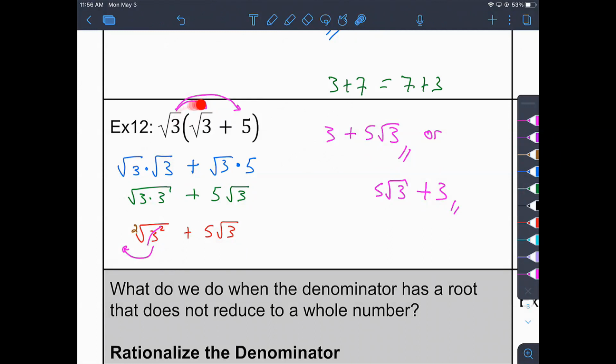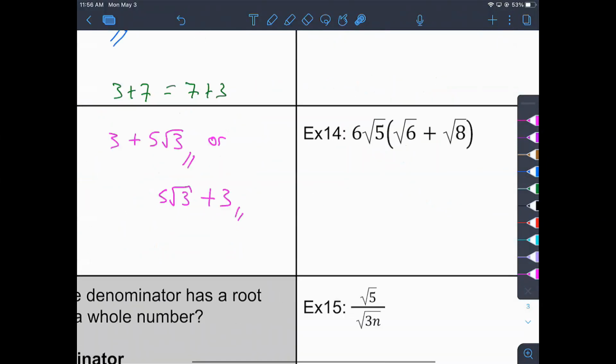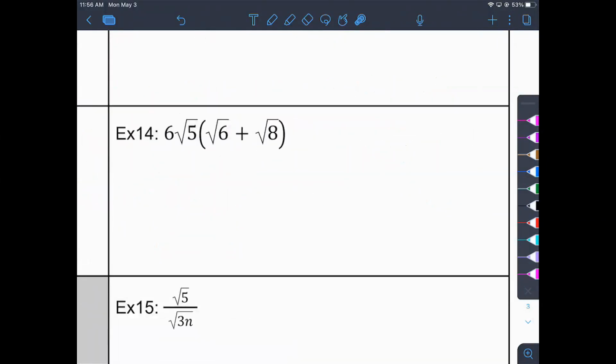So in the end, just distribute. Let's try it again. This time we have an additional number, and then it's going to distribute. But that additional number, that whole number on the outside, will still follow through. It's still part of the whole thing that's multiplying. So when we distribute, we'll start here. It'll be 6 root 5 times root 6, and we'll write that 6 root 5 times root 6. Everything is multiplied together, even the 6 times the root 5.